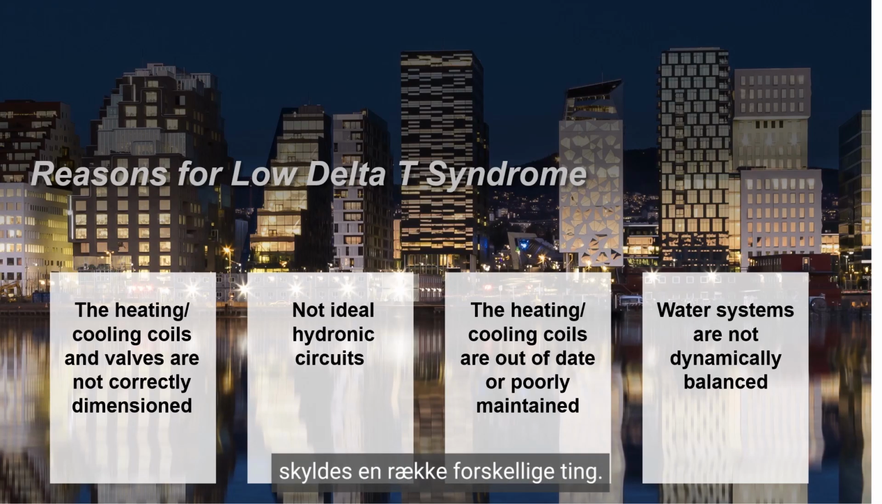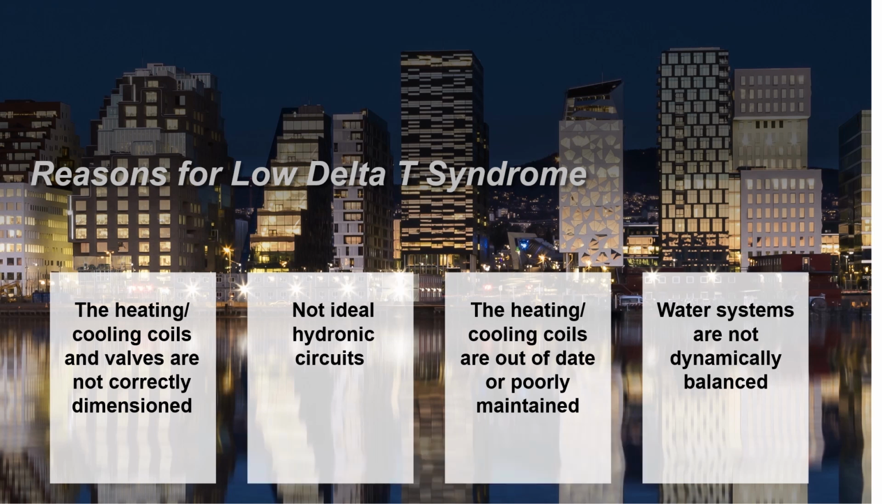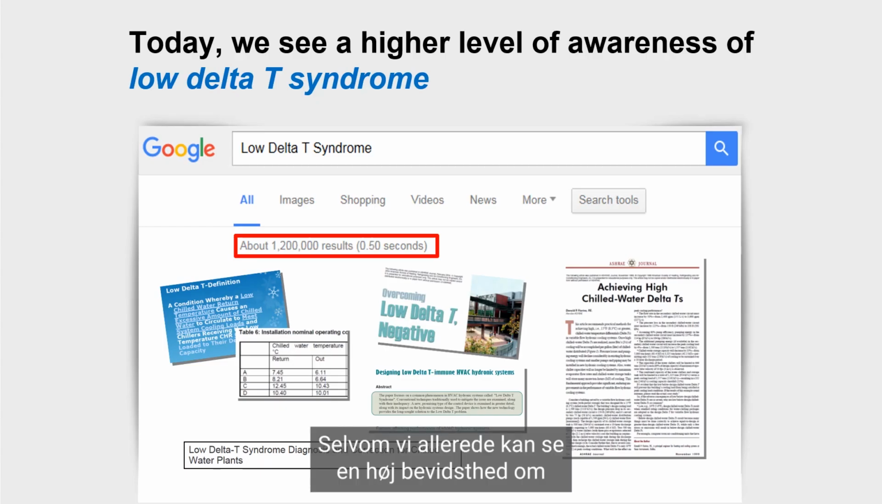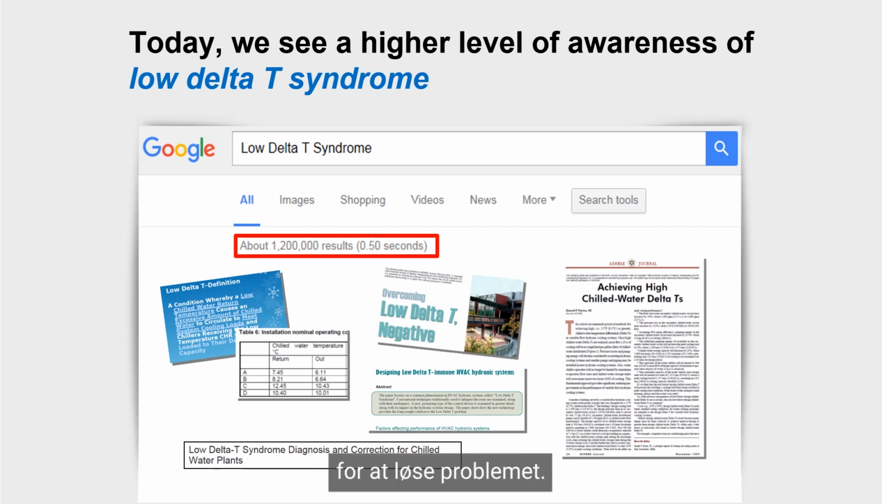Low delta T syndrome is caused by a variety of issues. Some of these are oversized pumps and valves, not ideal hydronic circuits, dirty heat exchangers, hydronic loops that do not have dynamic balancing. Although we can already see a high awareness of low delta T syndrome today, only little measures are taken to solve the problem.